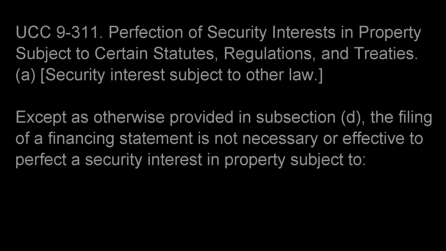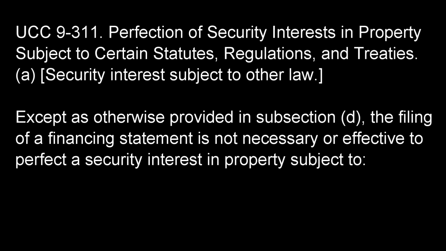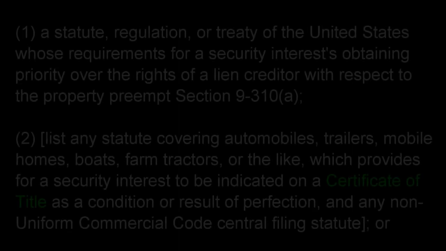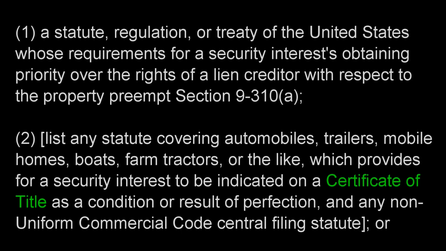Now, let's go and take a look at section 9-311, all right? And this is titled, Perfection of Security Interest in Property Subject to Certain Statutes, Regulations, and Treaties. We're going to read A, where it says, security interest subject to other law. Except as otherwise provided in subsection D, the filing of a financing statement is not necessary or effective to perfect a security interest in property subject to, we're going to read 1, a statute, regulation, or treaty of the United States whose requirements for a security interest obtaining priority over the rights of a lien creditor with respect to the property preempt section 9-310(a). 2, any statute covering automobiles, trailers, mobile homes, boats, farm tractors, or the like, which provide for a security interest to be indicated on a certificate of title as a condition or result of perfection, and any non-uniform commercial code central filing statute.